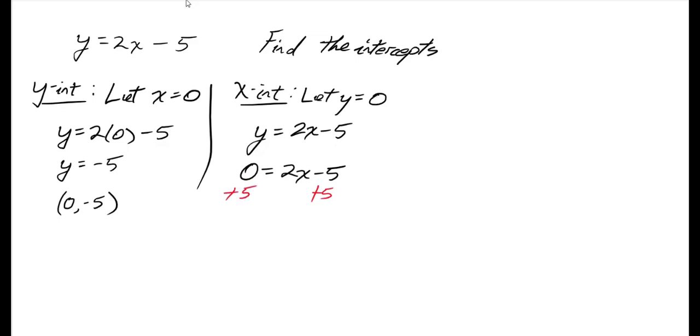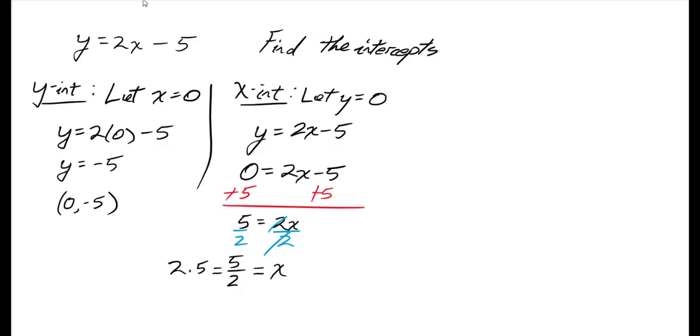So I start with adding the 5 over to both sides. So 0 plus 5 makes 5 equals 2x. And then I'm going to divide both sides by 2. And now I have my x value. It says here x is the fraction 5 over 2, which is also the decimal 2.5. I would say then that the x-intercept as a coordinate is 2.5, comma 0. Okay, so there's our intercepts.